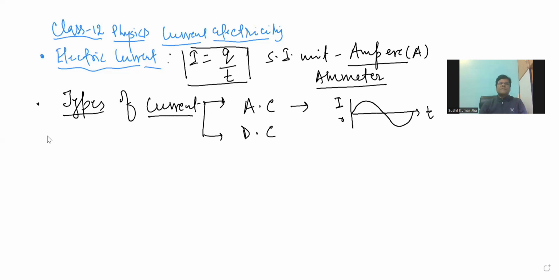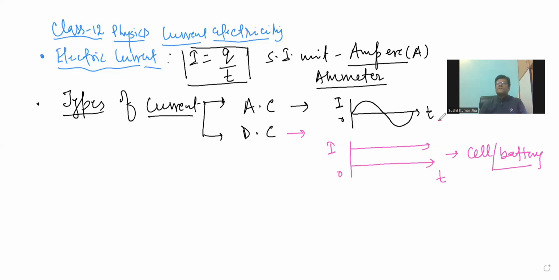But when it comes to DC, it means the magnitude of charge flowing remains constant with time. If you take I, it is even, there is no variation in it. For DC, we have cell or battery. These are the source of current. But for AC, we know the power plants are the main source.